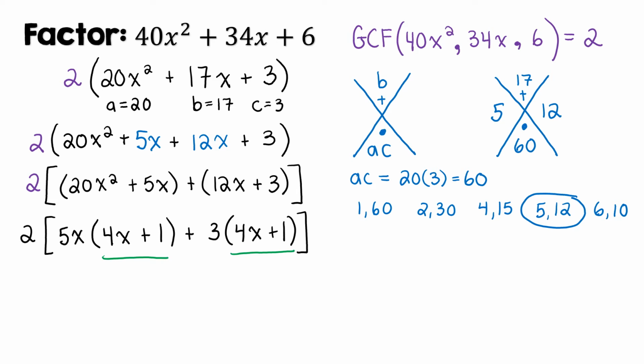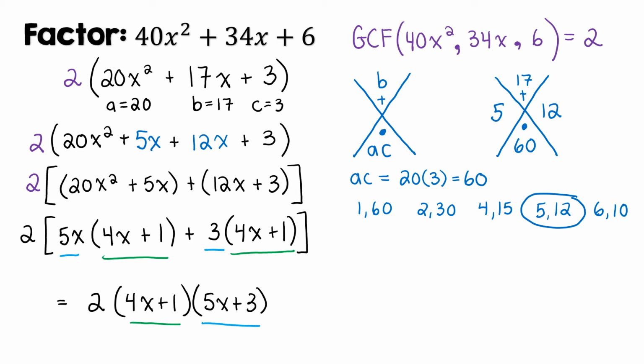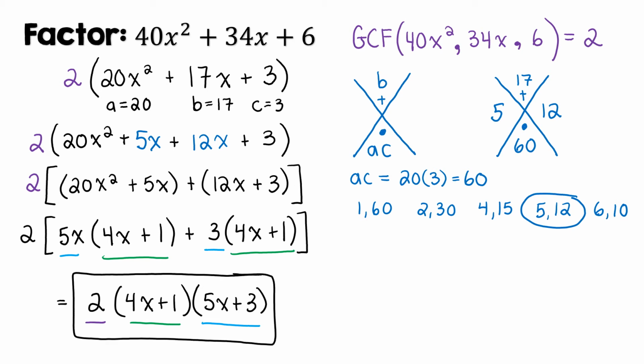So I have that this is equal to 2, don't forget your greatest common factor from the beginning, times 4x plus 1 times, well, when I factor out that 4x plus 1, I'm left with this 5x plus 3. And that is the completely factored form of my original expression.